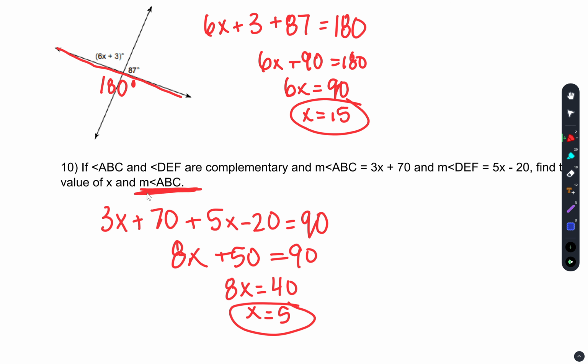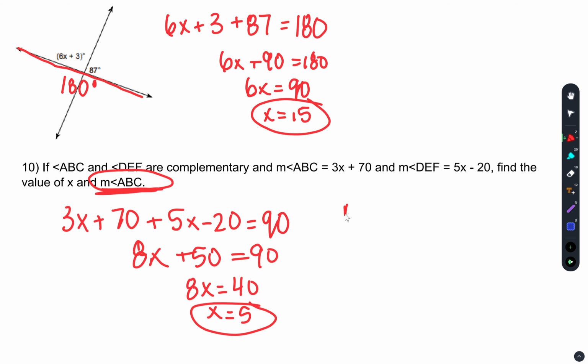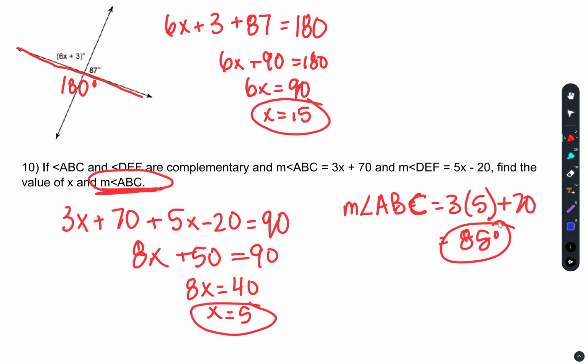Do not forget to plug it back in to find the measure of ABC. So if the measure of angle ABC equals 3x plus 70, I got 70 plus 15, aka 85 degrees.